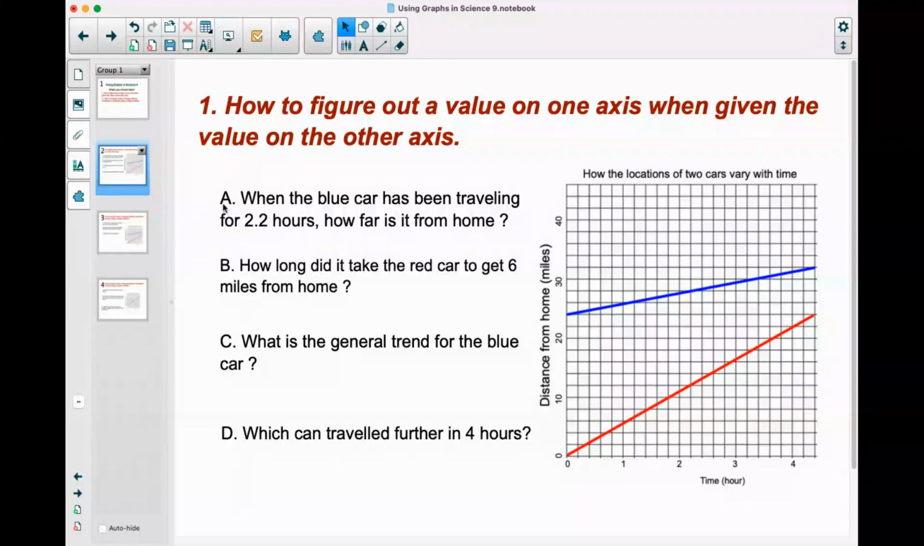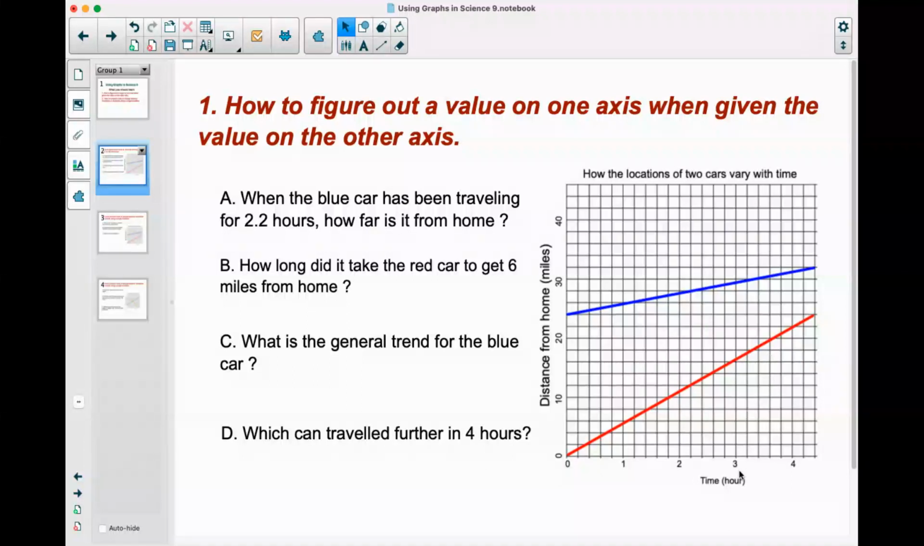Let's start with question A. When the blue car has been traveling for 2.2 hours, how far is it from home? The proper way to answer this question is not to look at any particular data points on your graph, but rather on the trend line. And that's all I have drawn here. So here's how we're going to go about doing this.